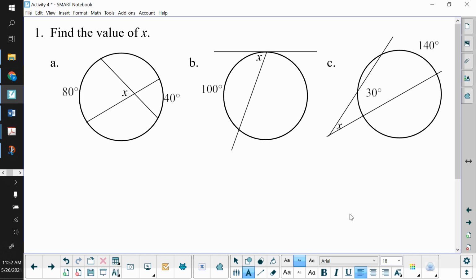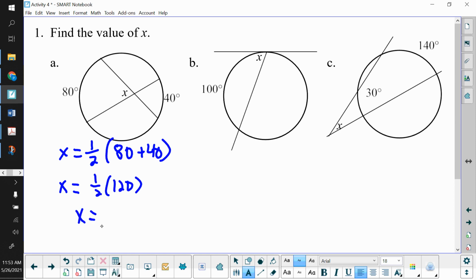So let's see if we can apply some of these. In A here, we want to recognize this is formed by crisscrossing chords. So our angle, x, is equal to 1/2 the sum of the arcs. So we'll just do 80 plus 40. Adding those together, we'll have 1/2 times 120, or in other words, x is just equal to 60 degrees.